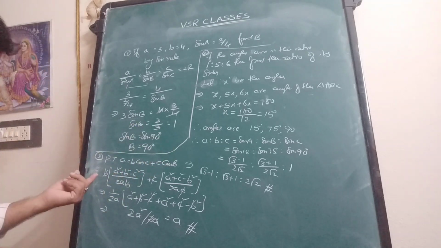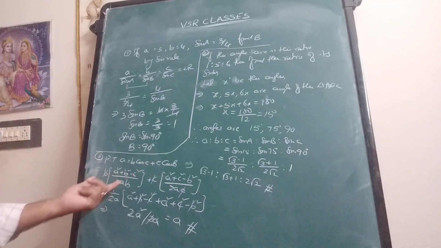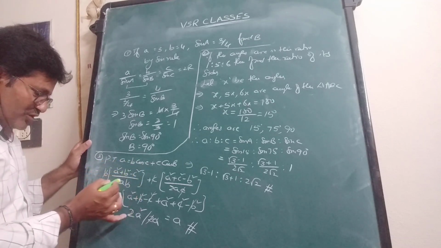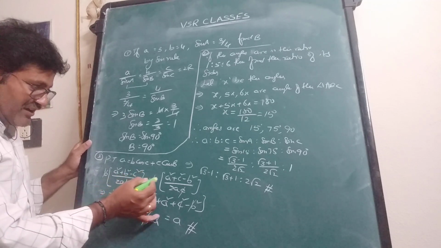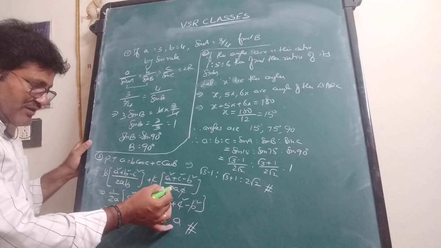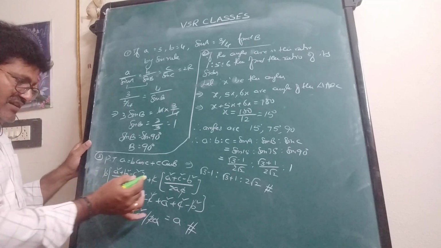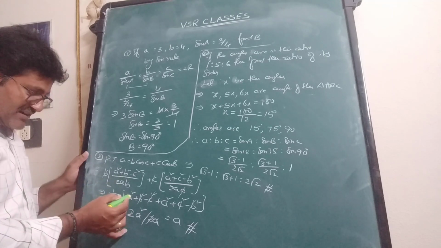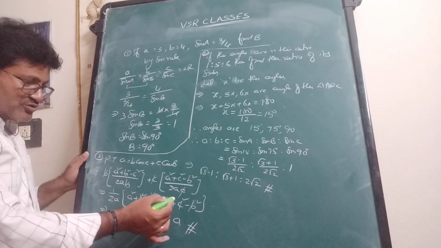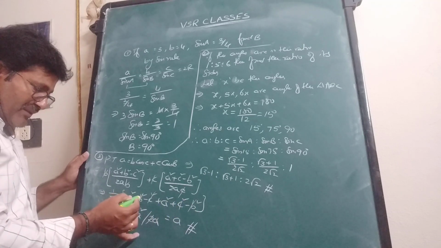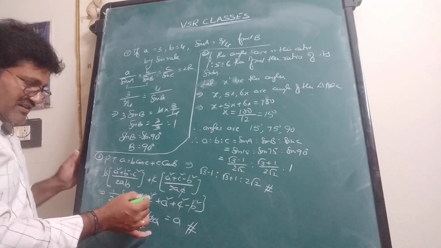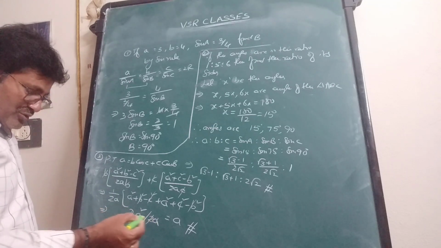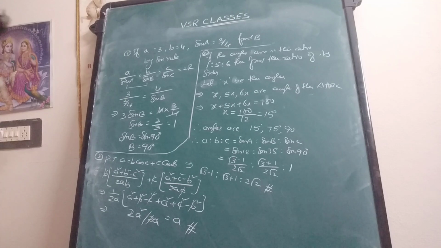RHS: b is equal to (a square plus b square minus c square) by 2a. According to the cosine rule, I can write cos C as a square plus b square minus c square divided by 2ab, plus c into (a square plus c square minus b square) by 2ac. Here b cancelled, here c cancelled. Now you will have 1 by 2a common. And I can write a square plus b square minus c square plus a square plus c square minus b square. Here minus b square and plus b square cancel, minus c square and plus c square also cancel. And you will have 2a square divided by 2a. So 2 cancels, a one time cancels, and your answer is a. Like this we have to prove.